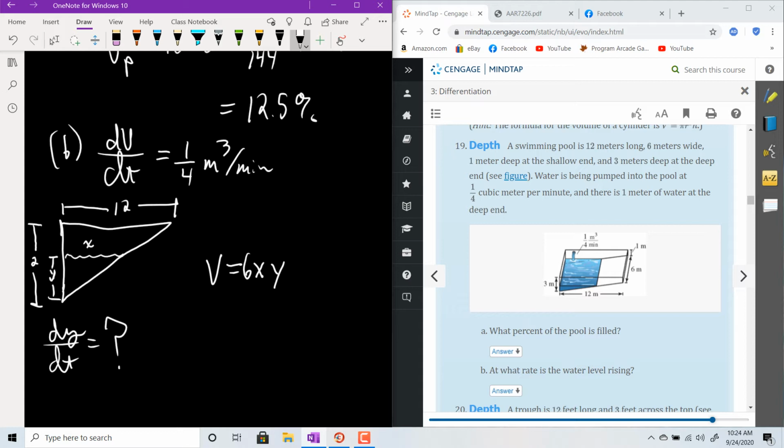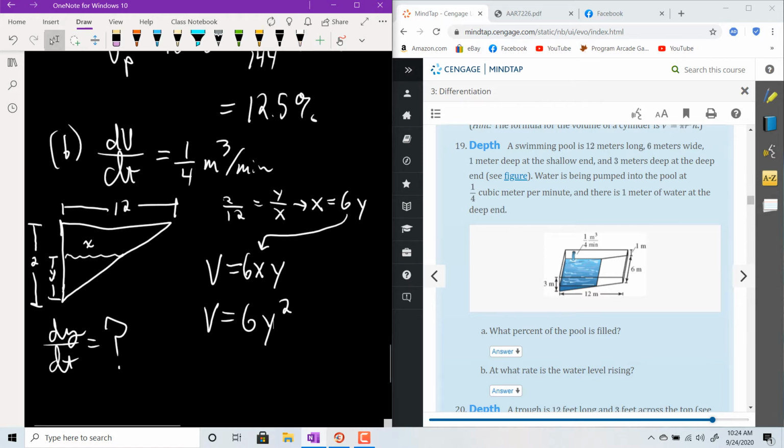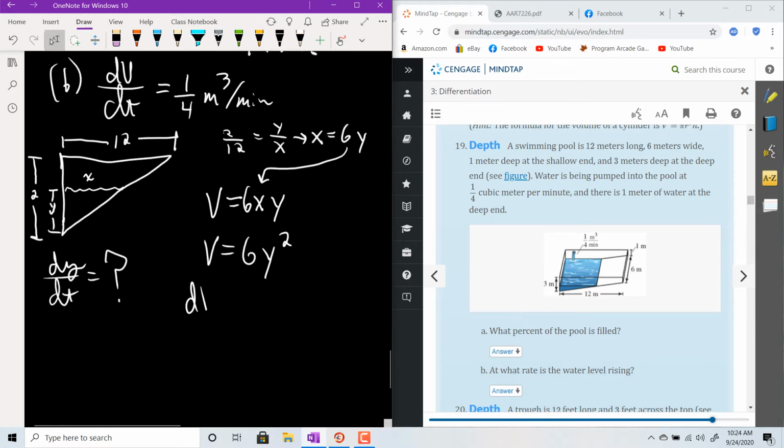So we're going to have to do similar triangles again to get a formula for x in terms of y. 2 is to 12 as y is to x, and then I'm going to solve for x. So x will equal 6y at the end of the day, if you cross multiply and solve. Then I can do a substitution into this formula. So I'll end up with volume is 6 times 6y times y, in other words 36y squared. Then you can differentiate implicitly. So you get dV with respect to dt equals 72y times y prime, dy over dt.